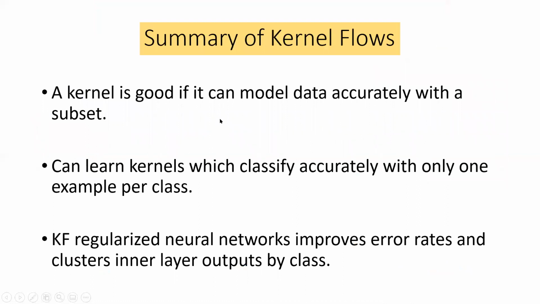So to summarize our kernel flow approach, a kernel is quote unquote good if it can model data accurately with a small subset. On a related note, we learn kernels which can classify accurately with only one example per class. And finally, applying kernel flow regularization to neural networks can train inner layer outputs as well as cluster them according to class. And we think this makes it easier for networks to be trained and improves testing error rates.